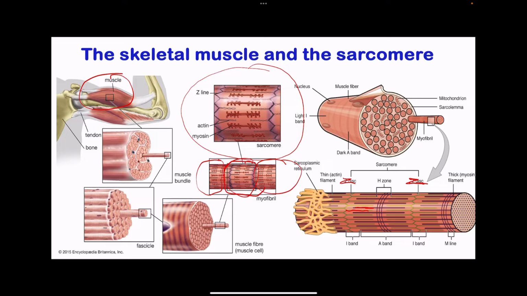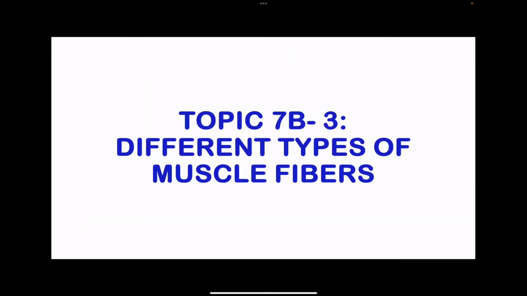So basically, in shortening the sarcomere, the actin filaments are going to be brought closer, or pulled closer to each other, so that the sarcomere can be shortened. Moving on to topic 7b3, the different types of muscle fibers. Here we're going to be looking at slow twitch and fast twitch muscle fibers.